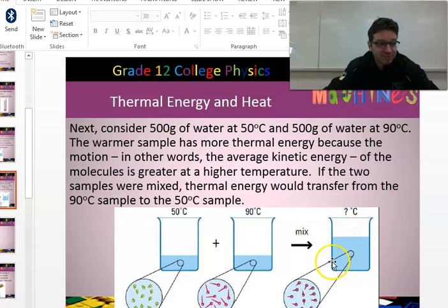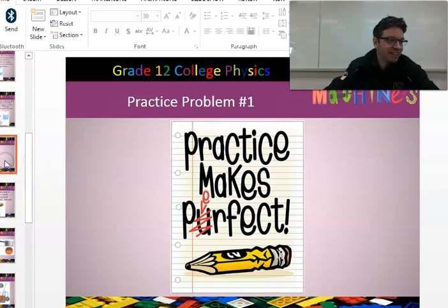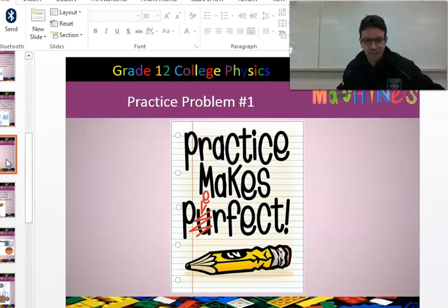But that's called heat, when that thermal energy is transferred. And when they're at the same temperature, we call that equilibrium. So let's look at an example problem from our worksheet here.